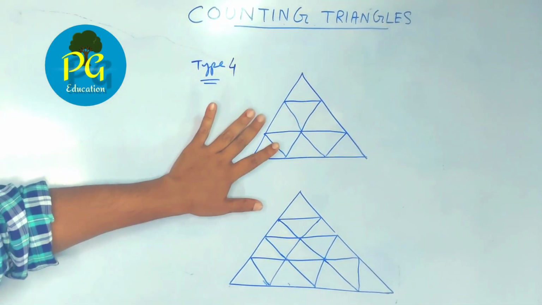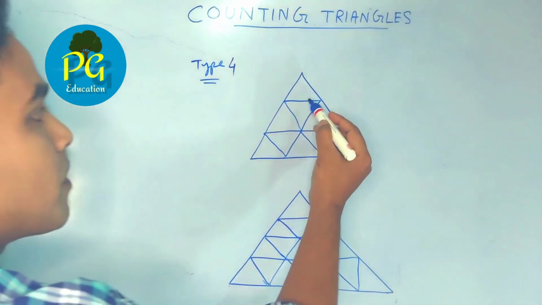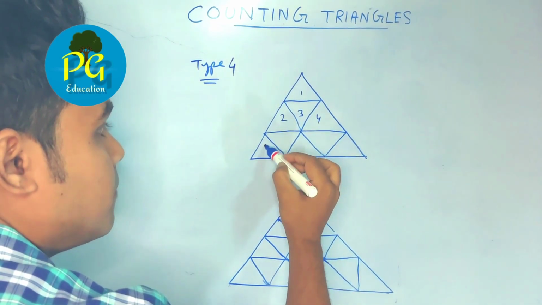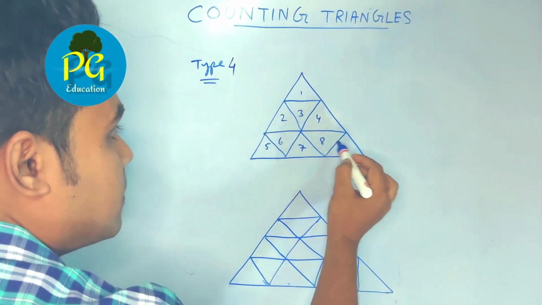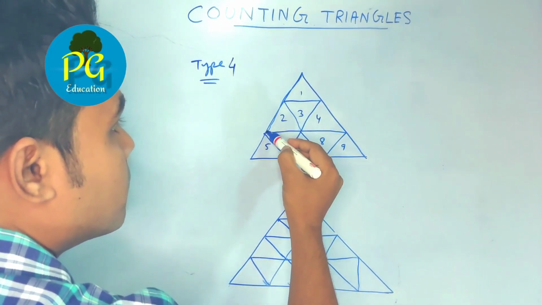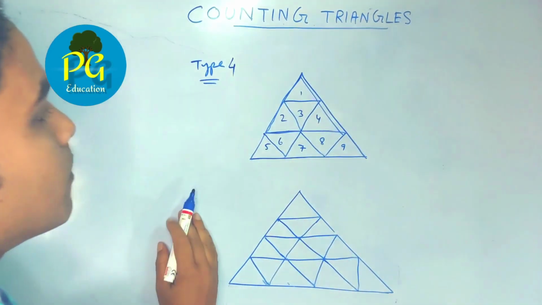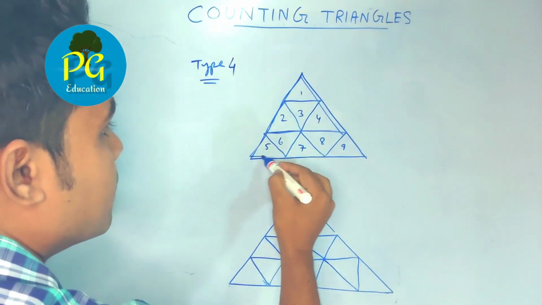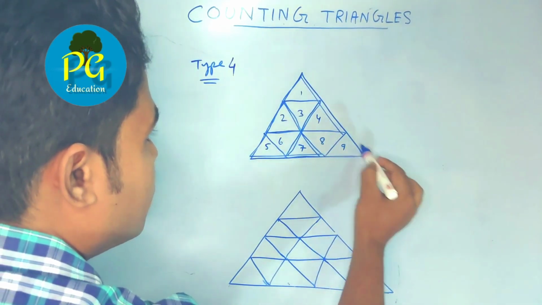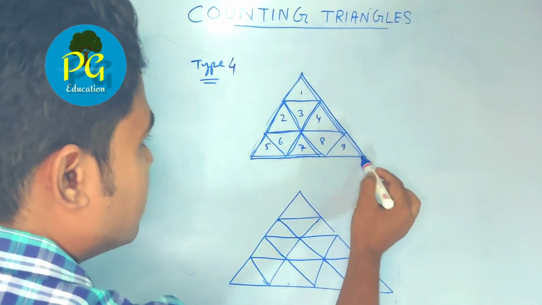If I ask you how many triangles are there in this figure, how can you count? Yes, you can count easily. How? 1, 2, 3, 4, 5, 6, 7, 8, 9, then 10, 11, then 12, then 13. Understood?